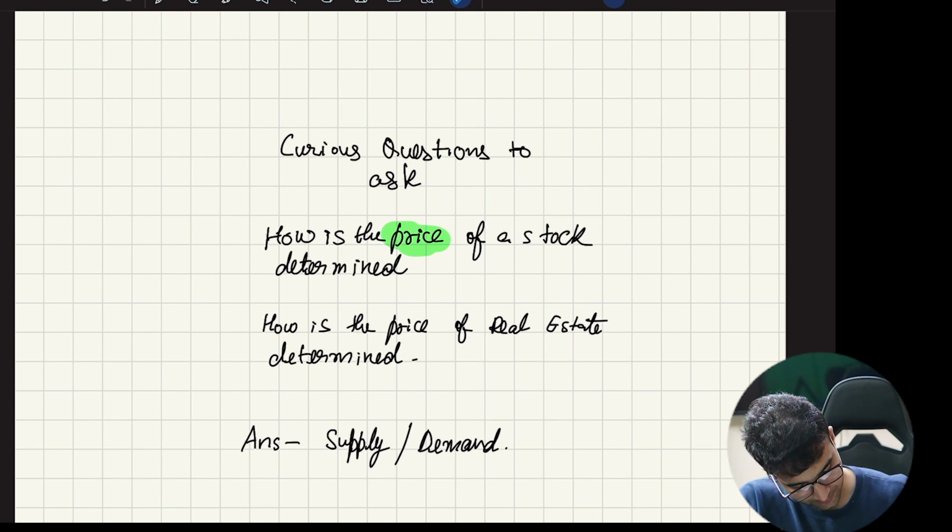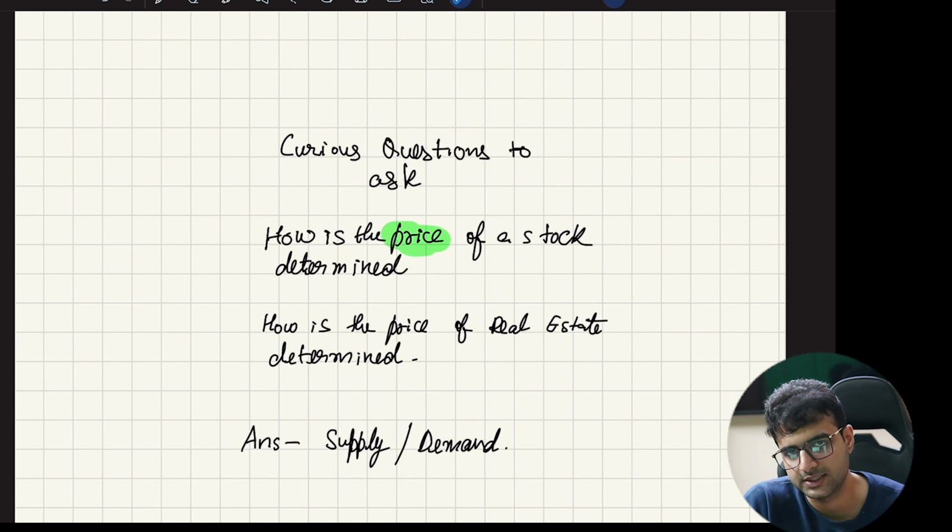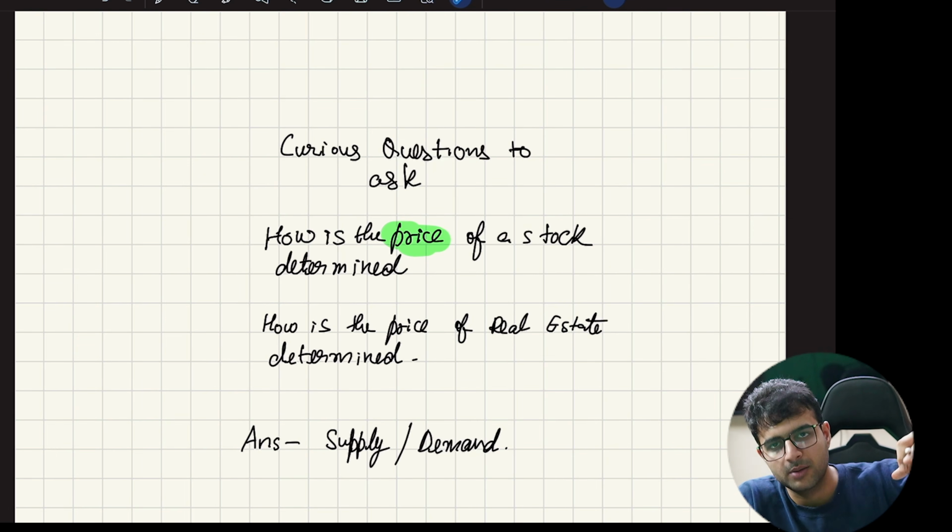How is the price of real estate determined? Let's leave exchanges or stocks for a moment. How do you do this in the real world when you're trying to buy, let's say, a plot of land or a flat in a specific society that's not being sold by the owner of that specific apartment or the builder of that apartment?